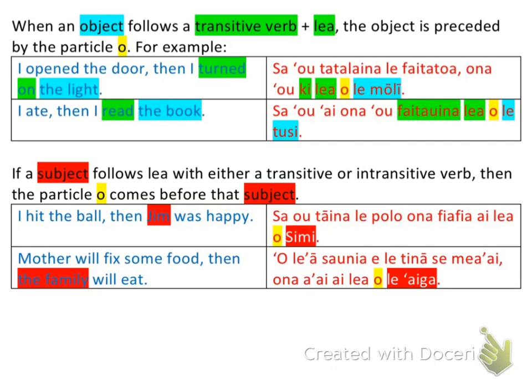And then the green part means this transitive verb plus lea. And then the particle o is yellow. Okay? If you don't remember what a transitive verb is, then you need to go back to my video on transitive verbs versus intransitive verbs. But just a really quick description of what they are. Transitive verbs are ones that transfer their action. There's going to be an object that receives that action.